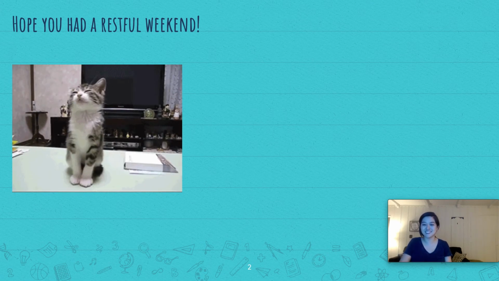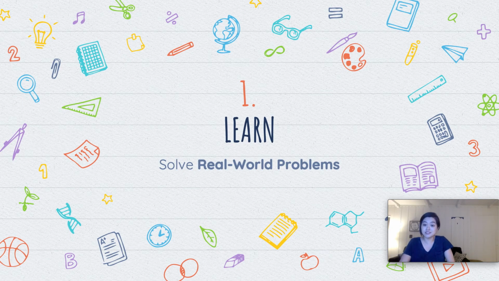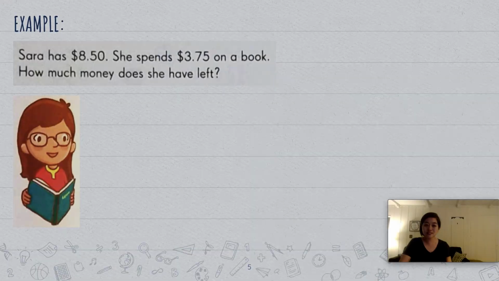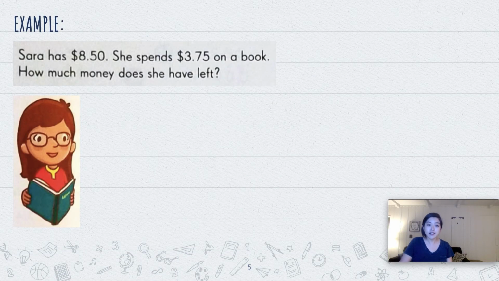Okay, let's get started. So, we're going to solve real world problems by adding or subtracting decimals. Let's look at this example. Sarah has $8.50. She spends $3.75 on a book. How much money does she have left? Do we add or subtract? Well, if she spends money, that means that she's losing the money, right? So we have to subtract, okay?